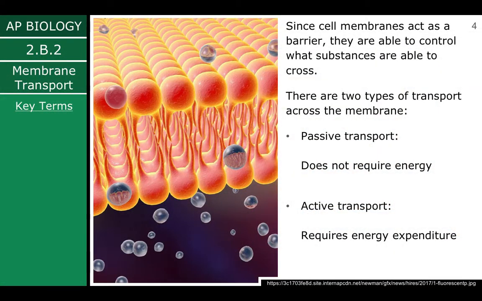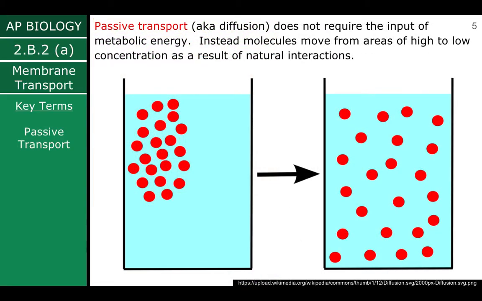Here we go again. Here's another picture of our cell membrane, the phospholipid bilayer. Now, we talked about this a little bit last time, but there are two types of transport through the membrane. There's passive transport, which does not require energy, and there's active transport, which does require energy in order to get movement through the membrane. Passive transport is often called diffusion and does not require energy.